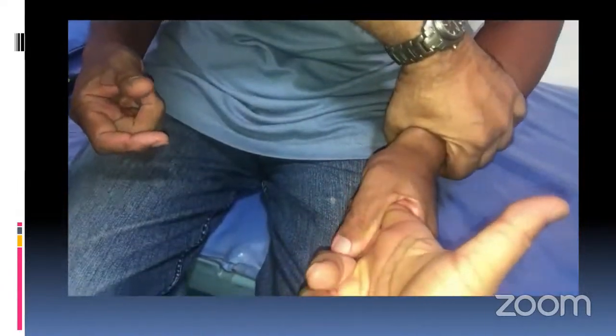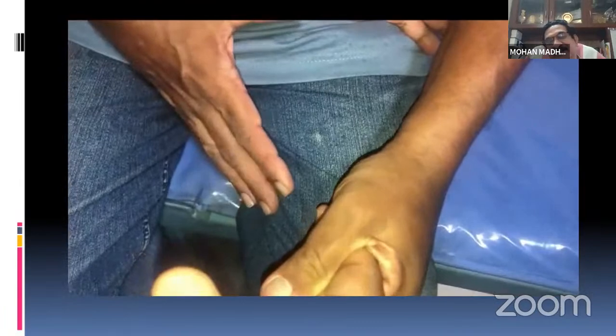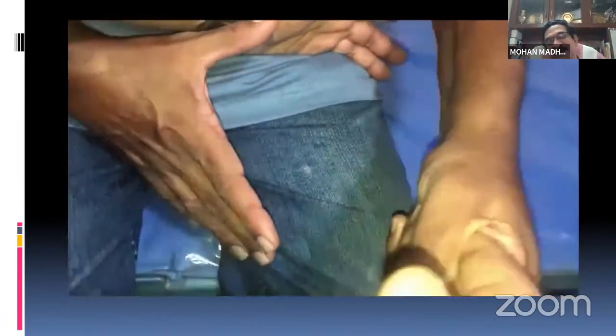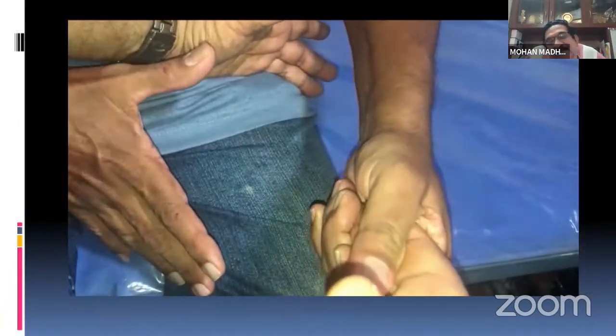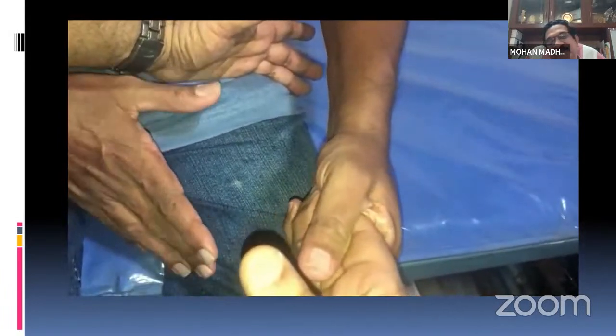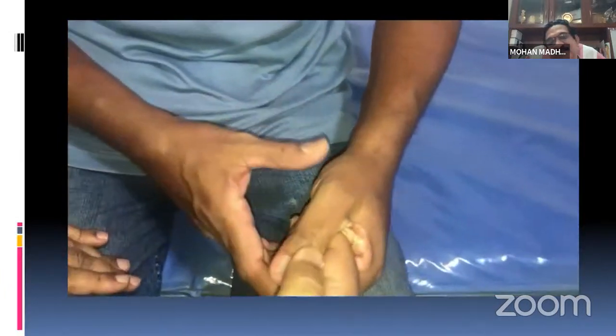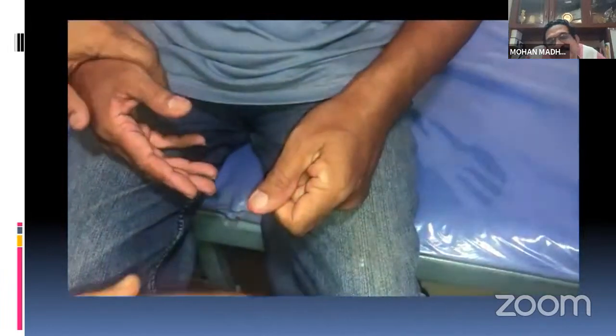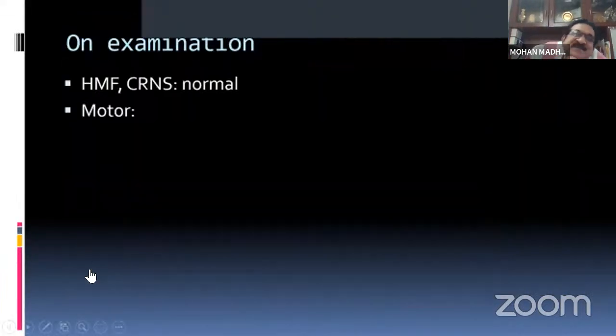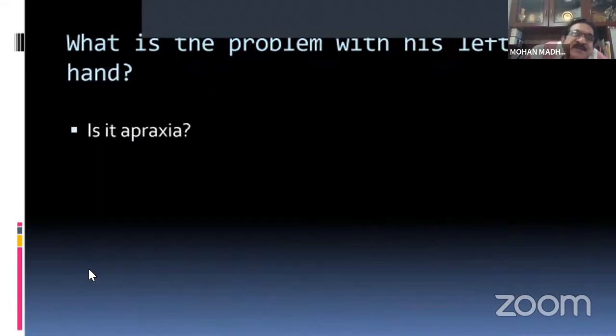So could this be a frontal release sign? It could be, but it's not all that. Try it. Sorry, wait. Okay. I'm going to check. I'll tell you what this sign is. Now look very carefully, two or three signs, I'll show that.